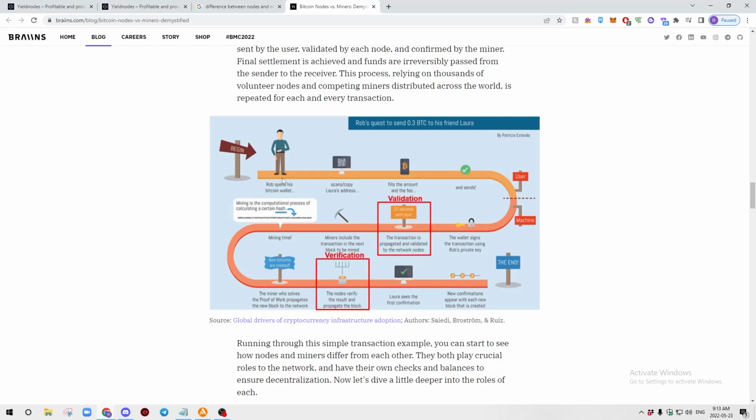Let's just say Rob wants to send Bitcoin to Laura. What's going to happen is Rob has to scan Laura's address, fill in the amount and the fee, and then it sends. But what you don't actually see behind the scenes is the wallet signs the transaction using Rob's private key, and then it has to get validated in the blockchain, right? The transaction is propagated and validated by the network nodes, and then the miners come into play. It's time to mine. The miner who solves the proof of work, the nodes then verify the results. Laura sees the confirmation, and the money is there.